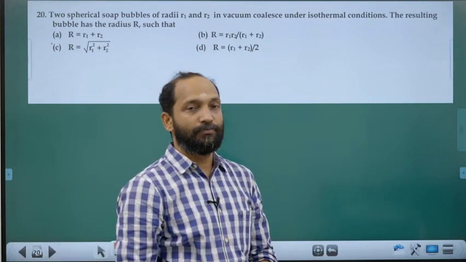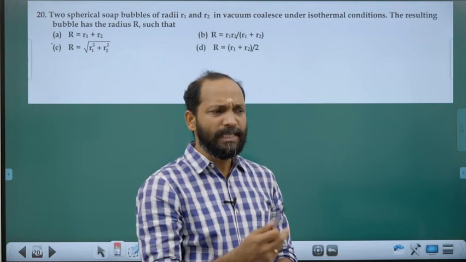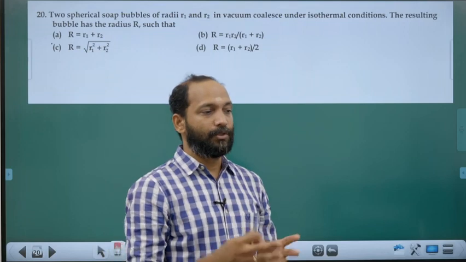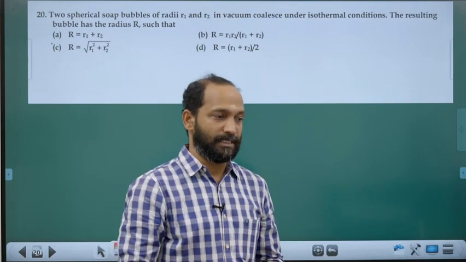Spherical soap bubbles of radii R1 and R2 in vacuum coalesce under isothermal conditions. Under isothermal conditions, they join together. In vacuum there is no atmospheric pressure.